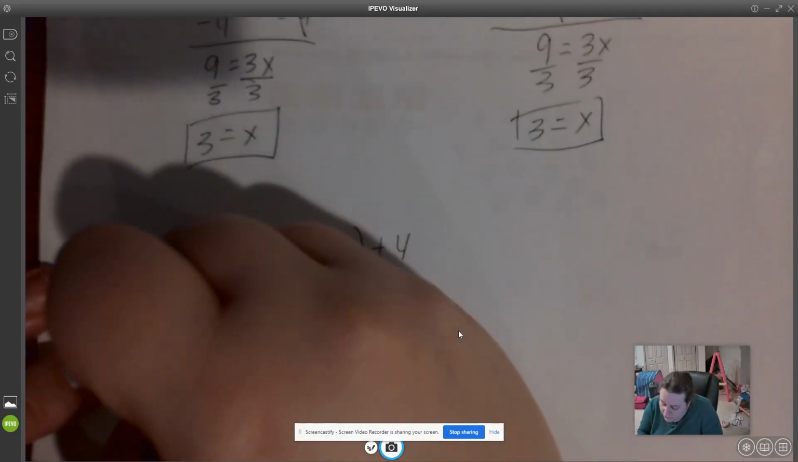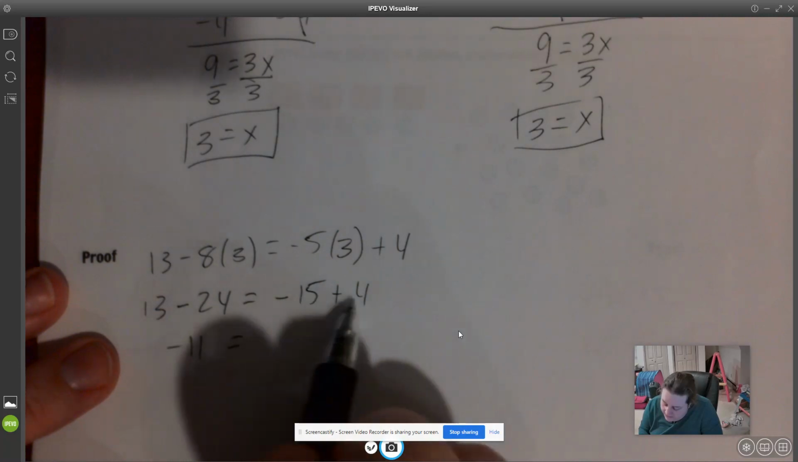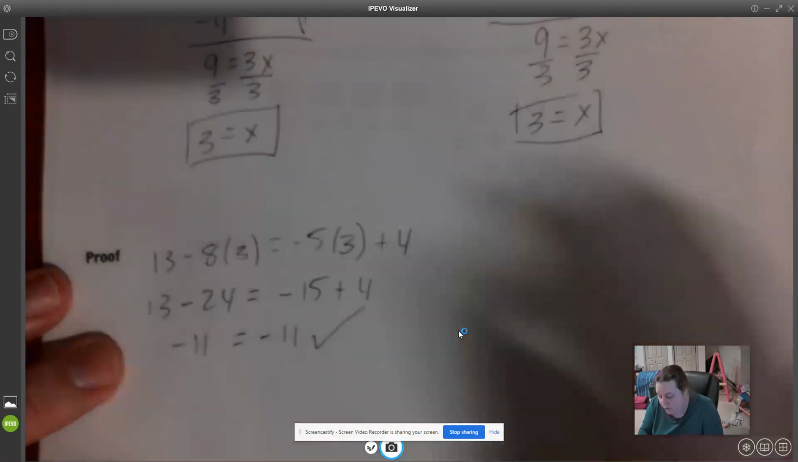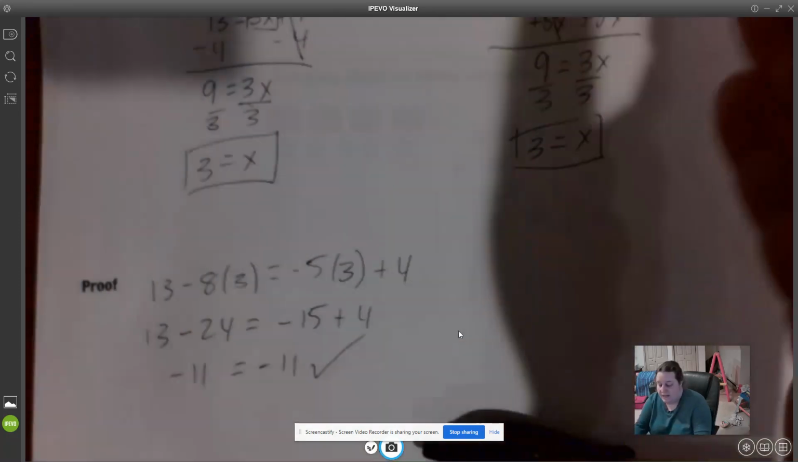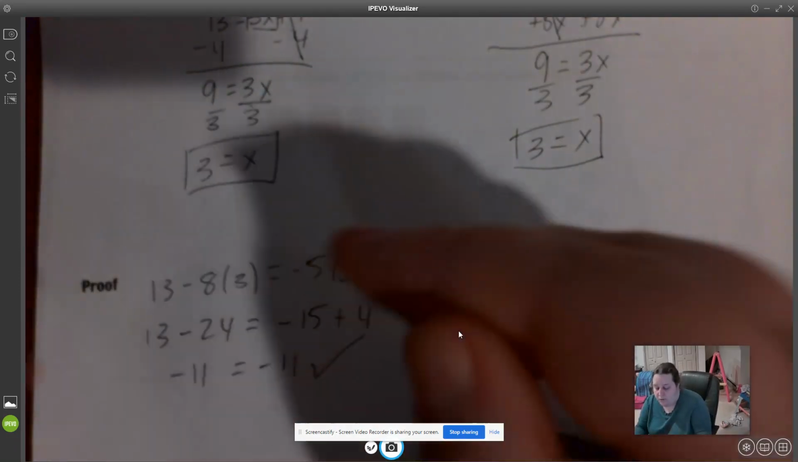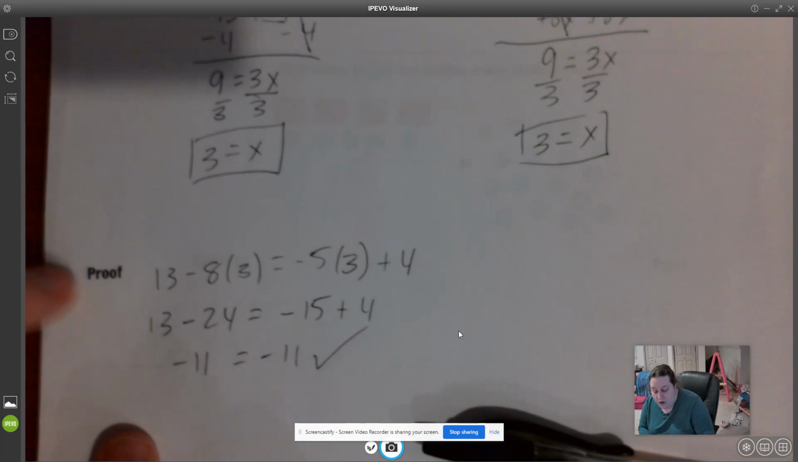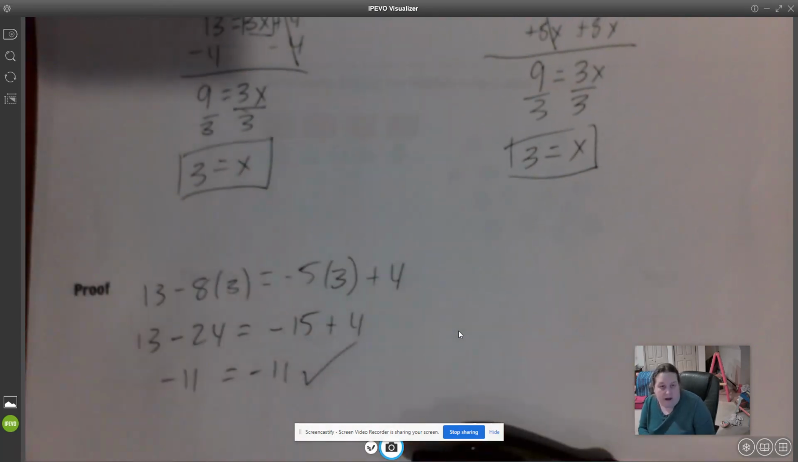So 13 minus 24 gives me negative 11. Negative 15 plus 4 is also negative 11. So you can see that 3 is definitely the answer. It didn't matter which way we solved it. When we replace this back into our equation, our proof is right here that it worked.